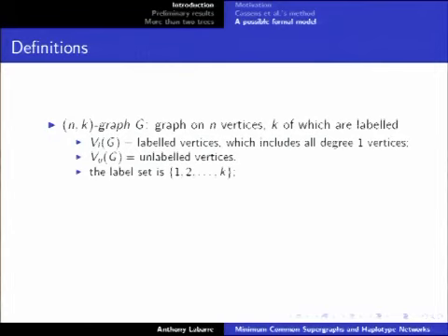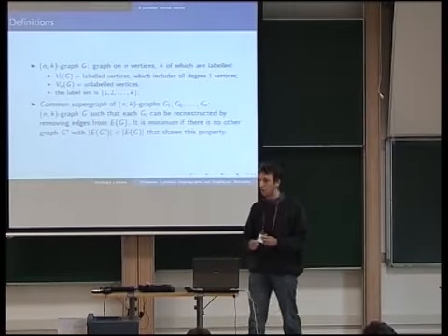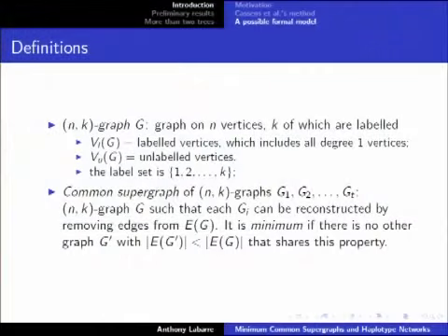So if we're going to get formal, we're going to need definitions, but don't worry, there won't be too many of them. I call G an NK graph if it has n vertices, k of which are labeled. In particular, all leaves will be labeled, and the label set we're going to use will always be the same, namely the integers ranging from 1 to k. And I say that G is a common supergraph of a given set of NK graphs if each of the input graphs can be reconstructed from G by removing edges. And it is a minimum common supergraph if there is no other graph with the same property.